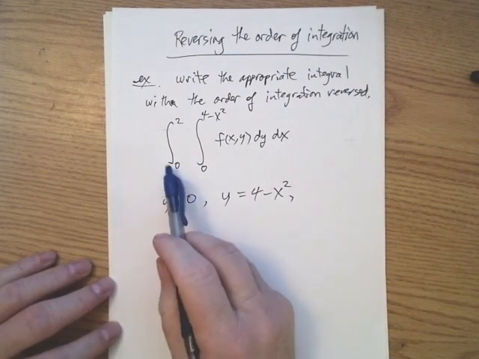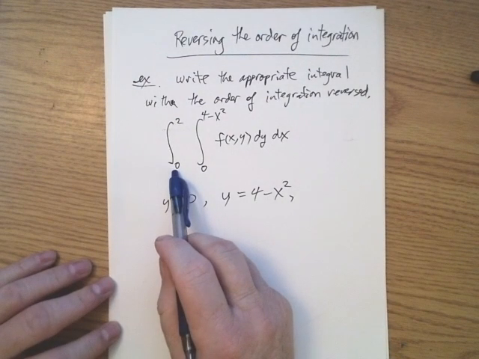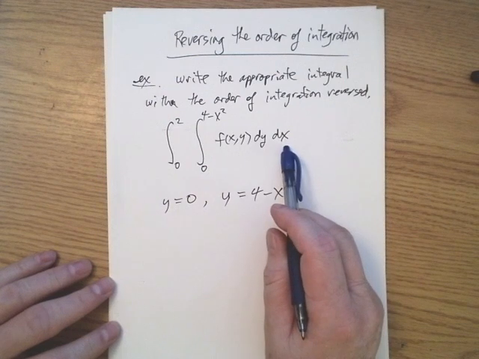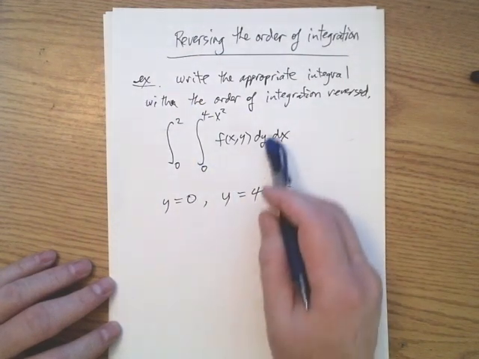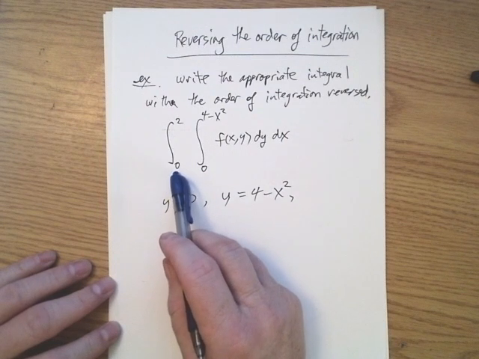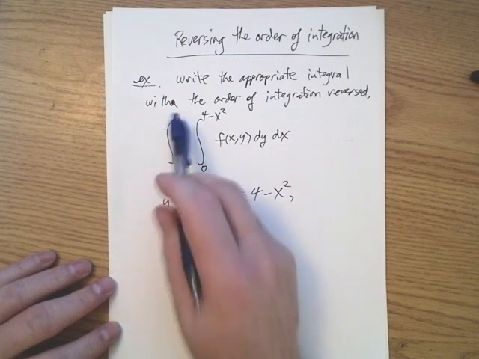And then in the outer integral here, the second one that we actually compute, we're integrating with respect to x, right? Because we're doing all this on the inside first, we would get a function of x. Then we would integrate that with respect to x. So x goes from 0 to 2.